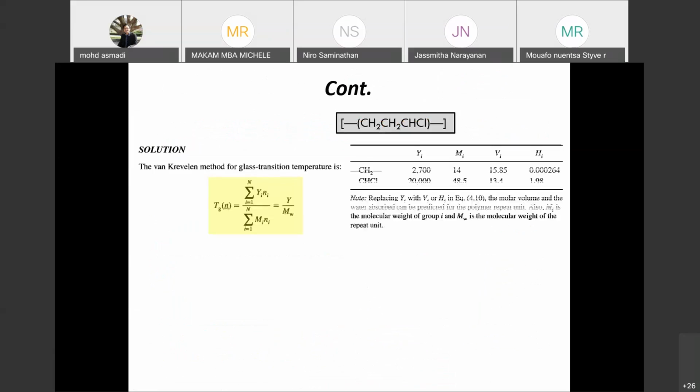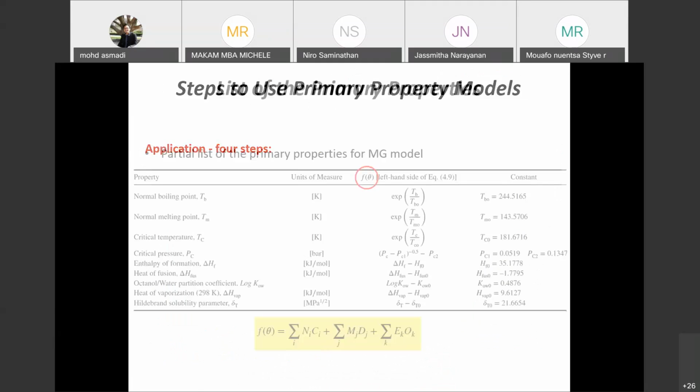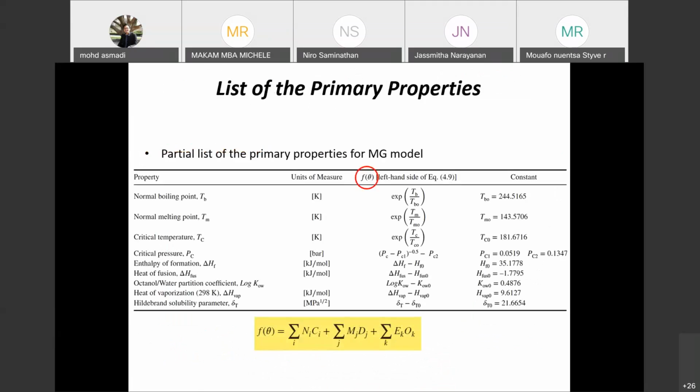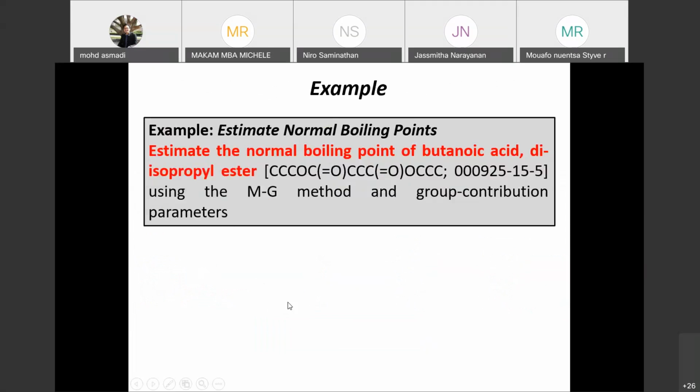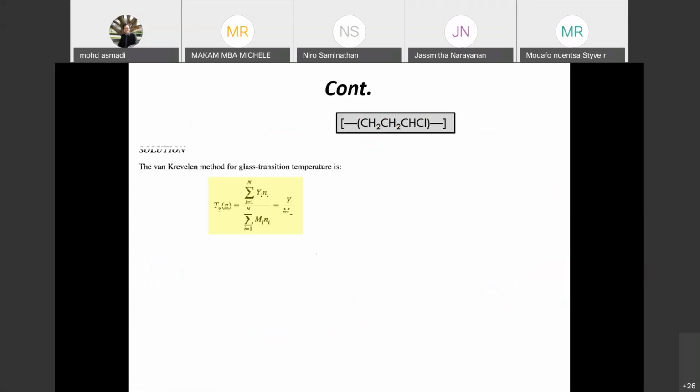Where's the f theta? Yeah, this one. Okay, so you need the primary properties. So we look here, this one is the heat of vaporization. So you need that input from the heat of vaporization. Also, you can calculate the heat of evaporation.